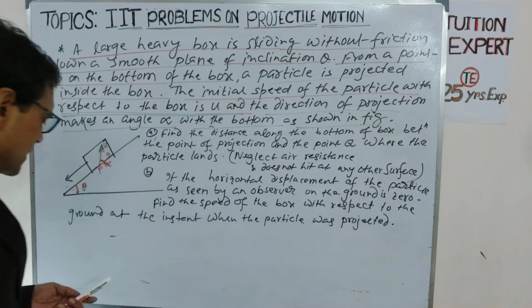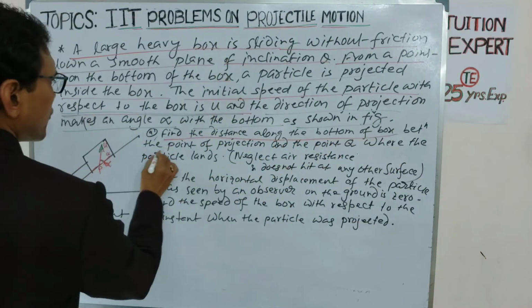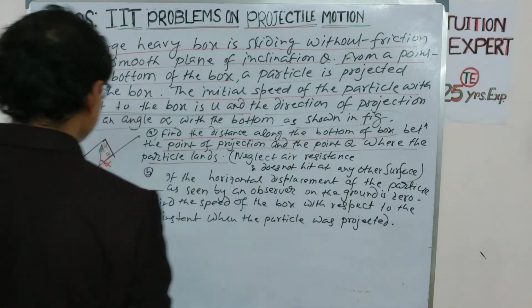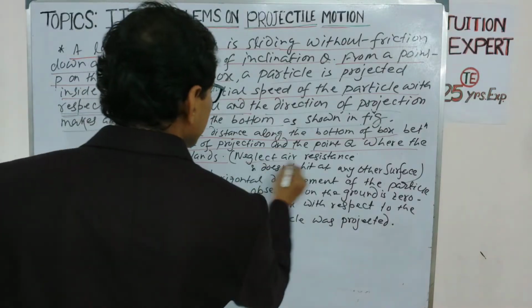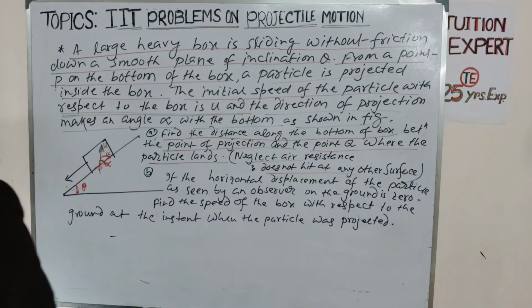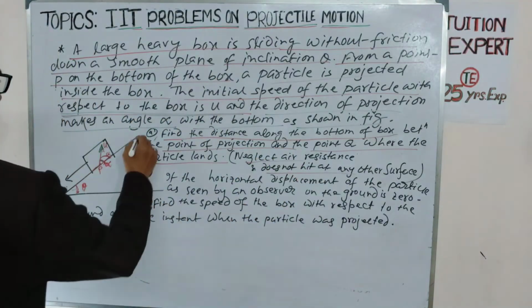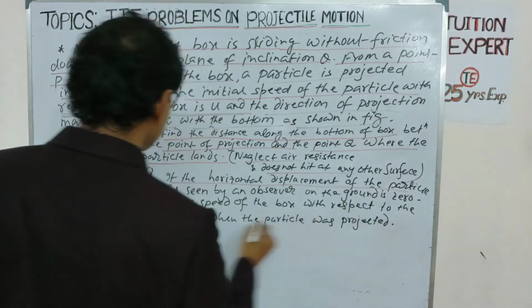Here the question is to find the distance along the bottom of the box between the point of projection P and the point Q where the particle lands. Suppose this is the length. So you have to find the distance PQ, and neglect air resistance, and the particle does not hit any other surface. Assume this.